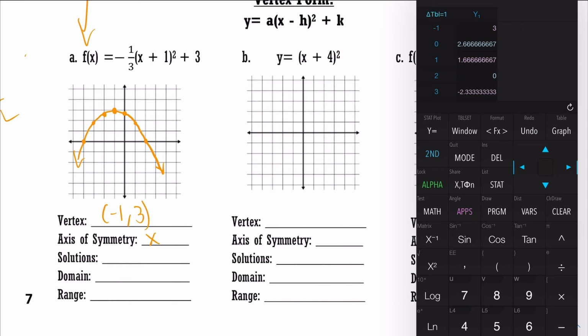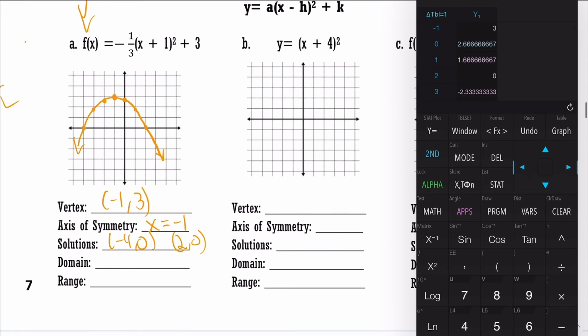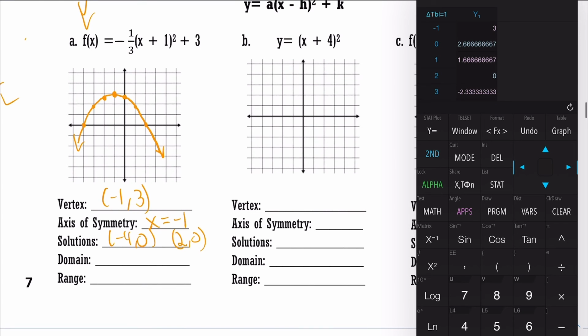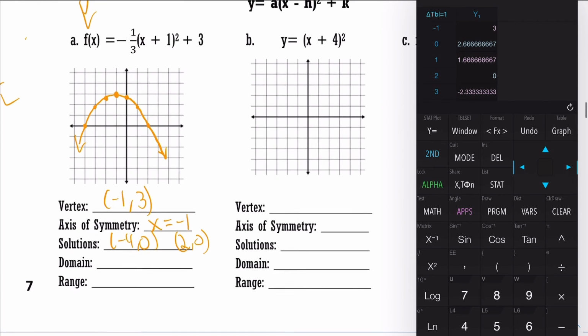The axis of symmetry is going to go through the x number for the vertex, which is -1. The solutions, good thing I added those last points on the graph, because those solutions are at -4, 0, and also at 2, 0. You don't have to, but it's probably good practice to write your solutions in order from least to greatest. So like the one that's on the left, and then write the one that's on the right.